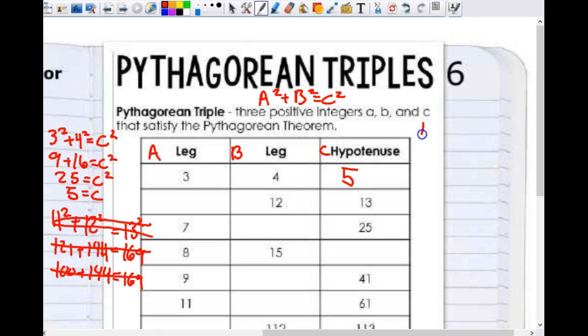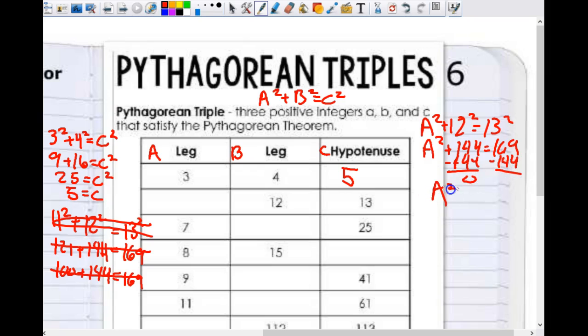A squared, which we don't know, plus 12 squared is equal to 13 squared. A squared plus 144 is equal to 169, so A squared is equal to 169 minus 144, which is 25. A is equal to what? So the next Pythagorean triplet is 5, 12, 13.